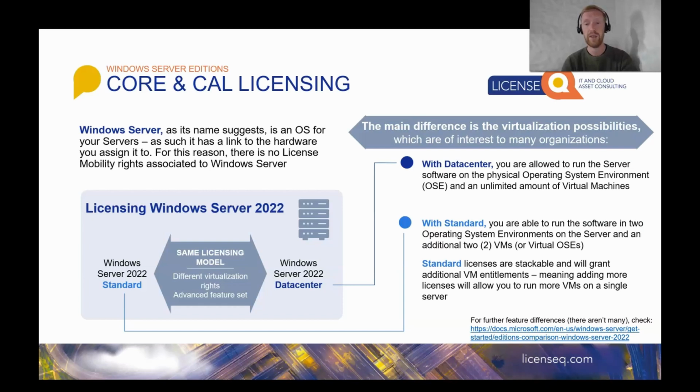Now, there's a break-even point when Datacenter becomes more favorable price-wise to Standard, and that is around or after 12 VMs per server. So if you have a server environment and start virtualizing, it might make sense to first start with Windows Server Standard, and then when your environment becomes increasingly larger, then move to the Datacenter environment.